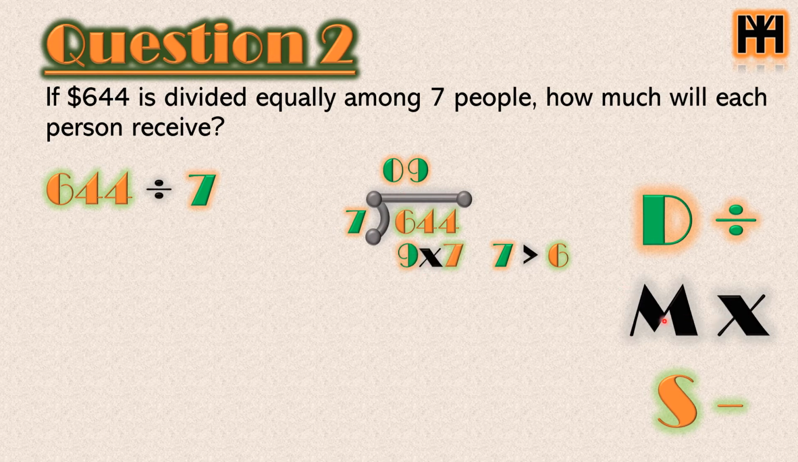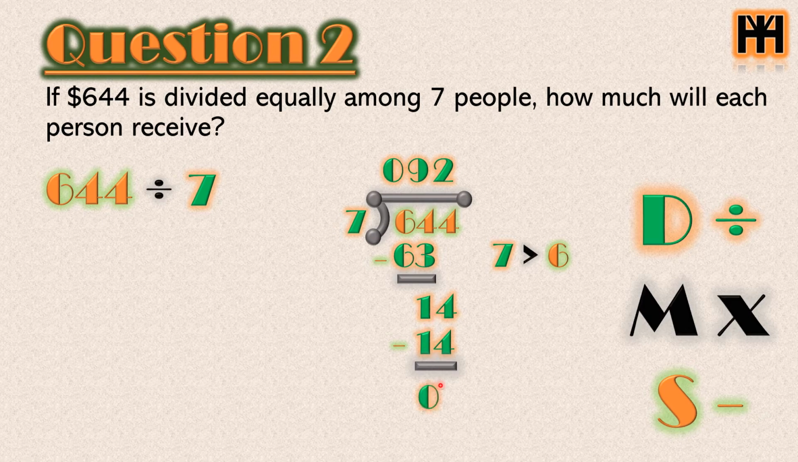So there are 9 sevens inside 64. So you'll go to the next step, the multiply. 9 times 7, so it's 63. Then subtract: 64 minus 63 is 1. Then put the 4 down. Then repeat, divide. So we'll divide 14 by 7. So 14 divided by 7 is 2. Then multiply 2 times 7, 14. Then the last step, subtract. Then 14 minus 14 is 0. So here the answer of this division is 92, and there is no remainder.